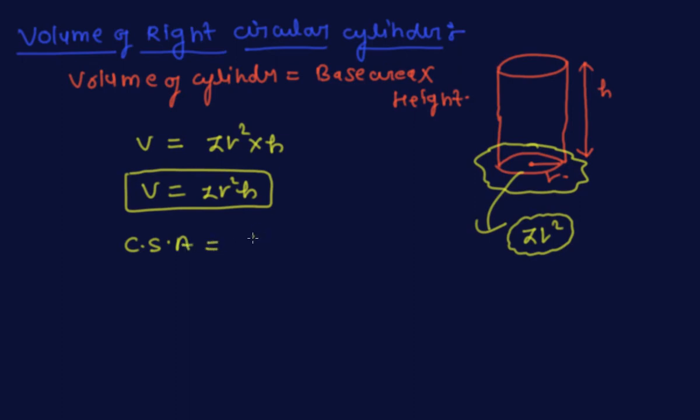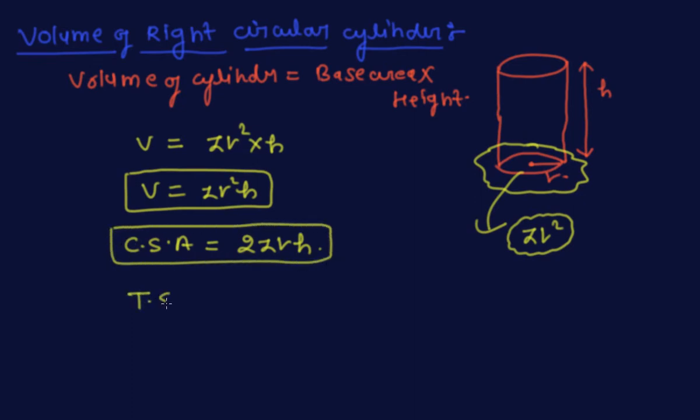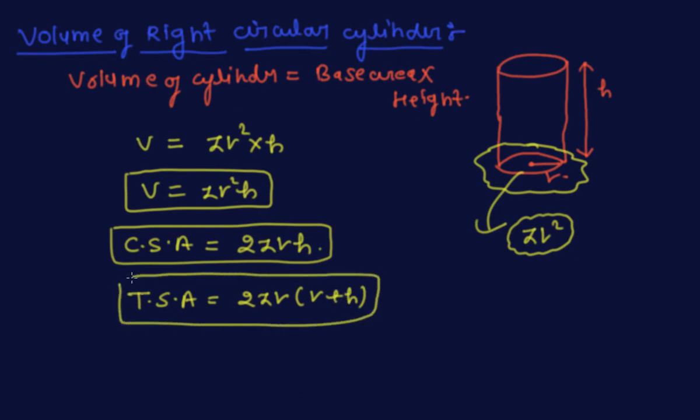Volume is pi r square h, curved surface area is 2 pi r h, and total surface area is 2 pi r (r plus h). So you learn these three formulas of the right circular cylinder. Now take one example on the right circular cylinder on the next page.